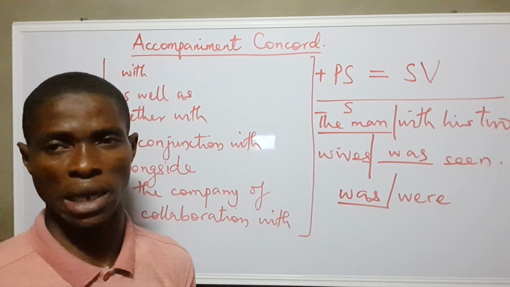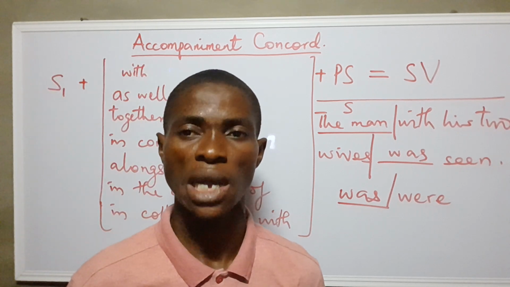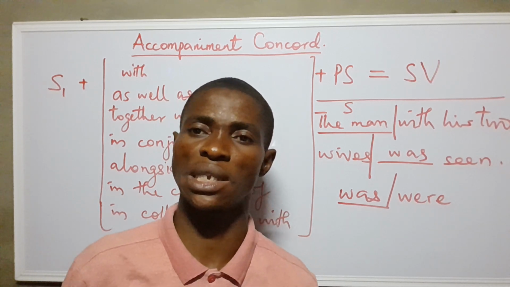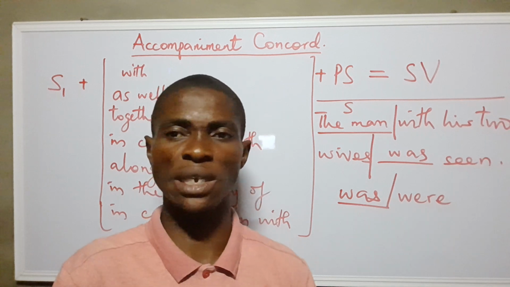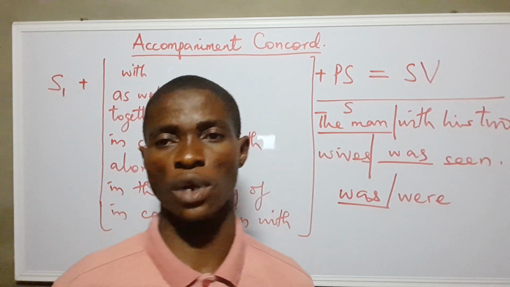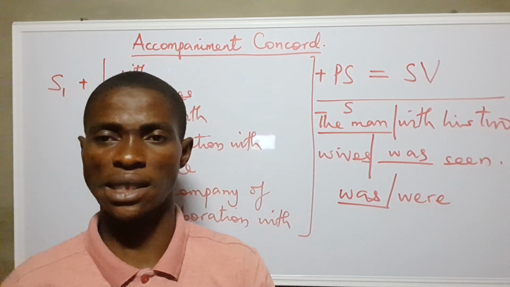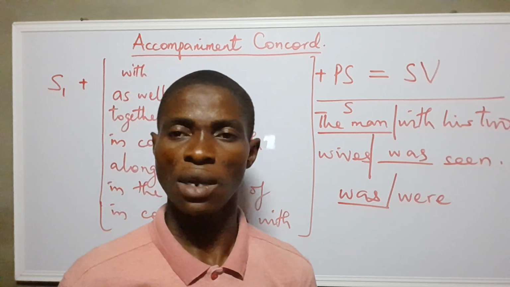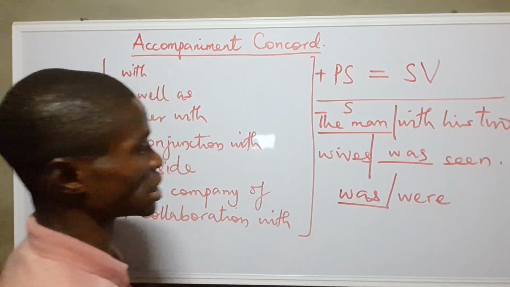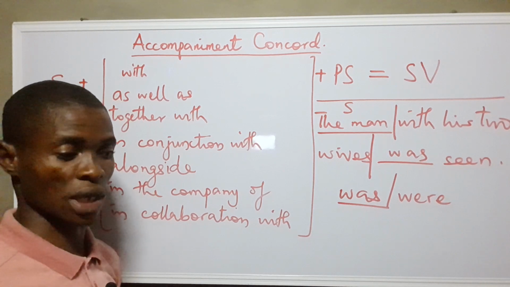Let's consider other examples, probably some exam questions. I remember a West African Examination Council question that says: the man with his two dogs dash seen going into the forest. What do you think will be our answer there? That is supposed to be was, because the man is the one that performs the action. I believe that one is as well taken.